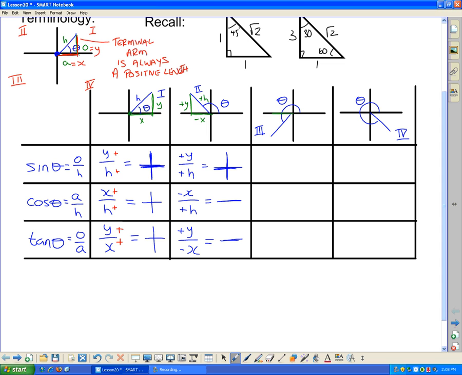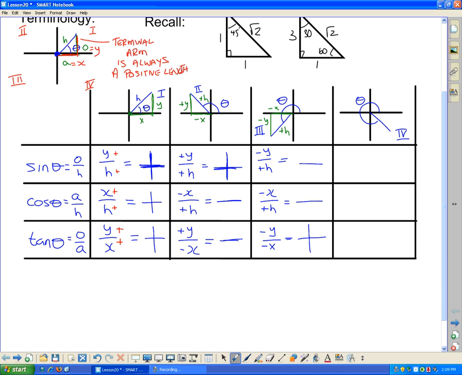Quadrant 3, I have to go along the negative x-axis, and now I have to go down the negative y, but the hypotenuse, the terminal arm, always remains positive. So for sine, opposite over hypotenuse, I'd have negative y over the hypotenuse. Negative divided by positive will be negative. For cos, the adjacent side, negative x over the hypotenuse. This one will be negative. For tan, opposite over adjacent, so negative y over negative x. Negative divided by negative is a positive value.